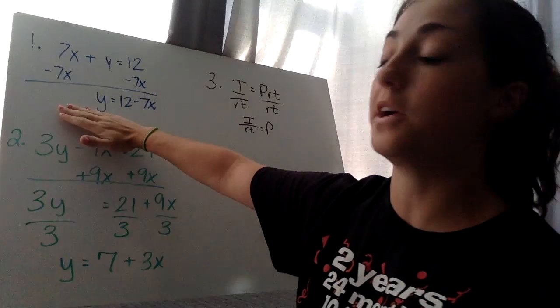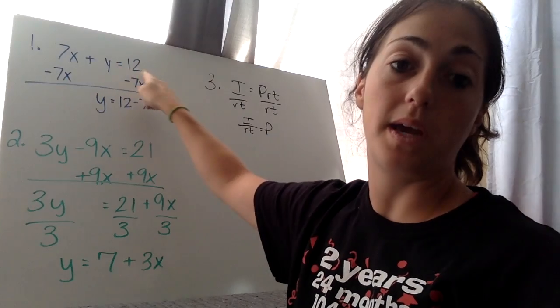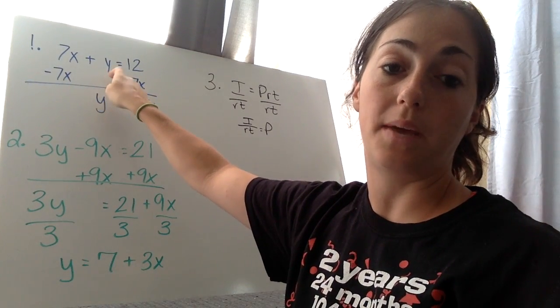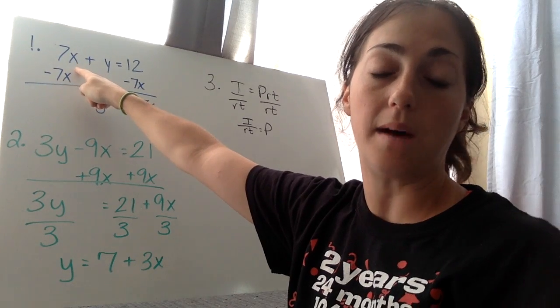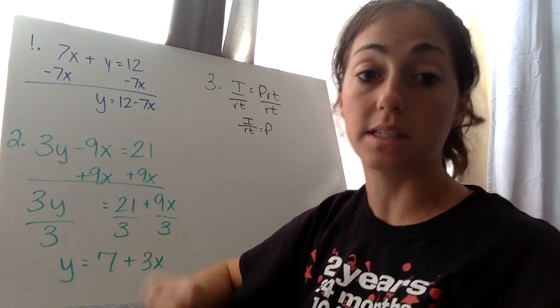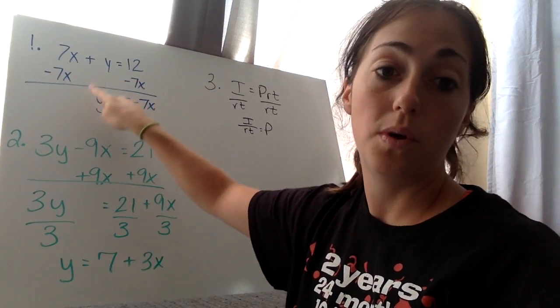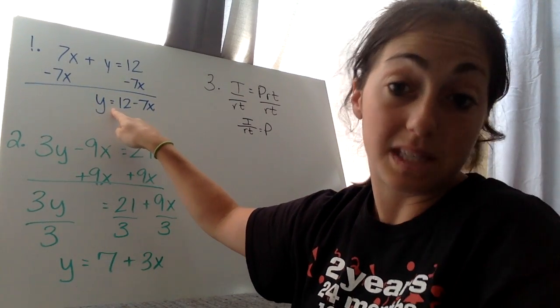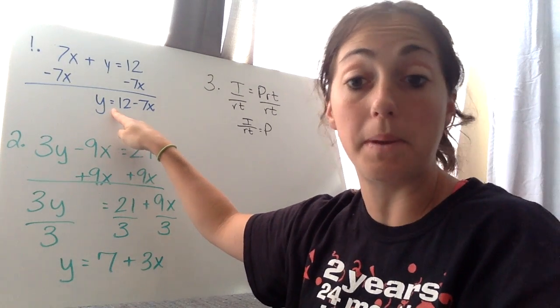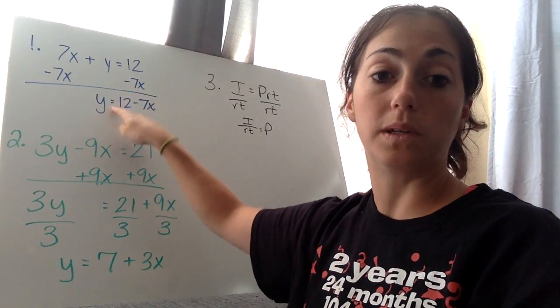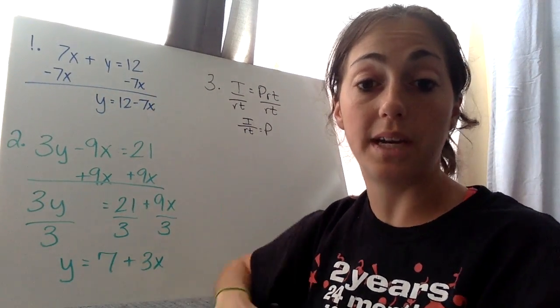Okay, let's start with the very first one. We have 7x plus y equals 12. Here's my y. I got to get y alone, so the opposite of 7x is negative 7x. So I subtract that from both sides, and I'm left with a positive y. Because it's a positive, I didn't write plus, but some people do, and that's okay, equals 12 minus 7x.